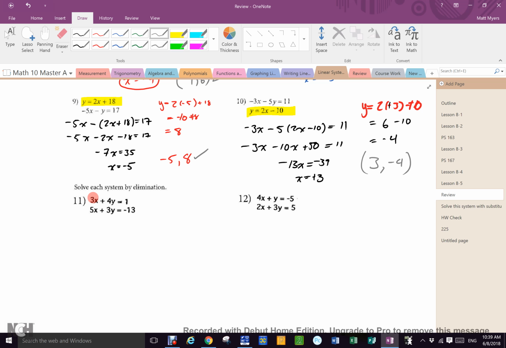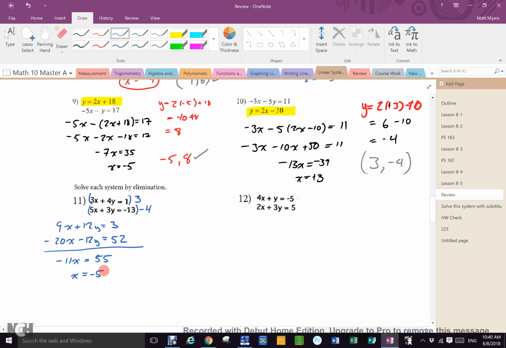I'm going to multiply the top one by 3, because I want to eliminate y. And I'm going to multiply the bottom one by negative 4, because I want that to be 12, yeah? So I'm going to get 9x plus 12y equals 3, and negative 20x minus 12y equals 52, right? Then I'm going to add the equations. And I'm going to get negative 11x equals 55. And I'm going to get x equals negative 5.